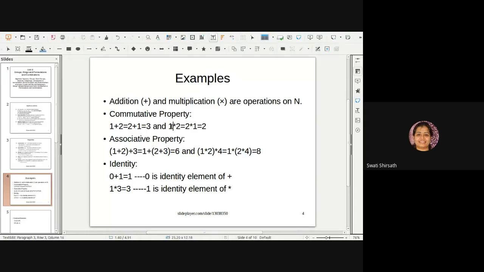Similarly, this property is satisfied by multiplication. So 1 into 2 is equal to 2 into 1, giving us 2. So the commutative property is satisfied by plus and multiplication. There are no extra efforts you have to take to prove that addition and multiplication are commutative and associative. You already know that.